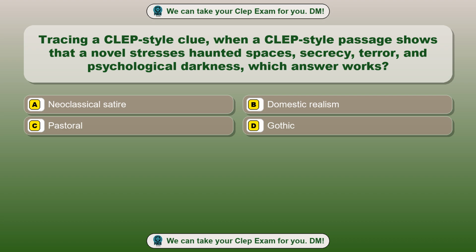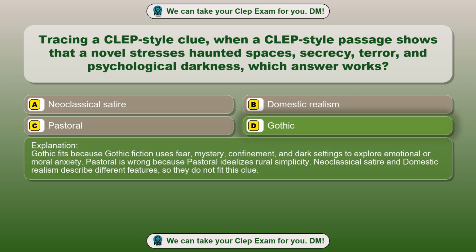Option A, neoclassical satire. Option B, domestic realism. Option C, pastoral. Option D, Gothic. The correct answer is option D, Gothic. Gothic fits because Gothic fiction uses fear, mystery, confinement, and dark settings to explore emotional or moral anxiety.